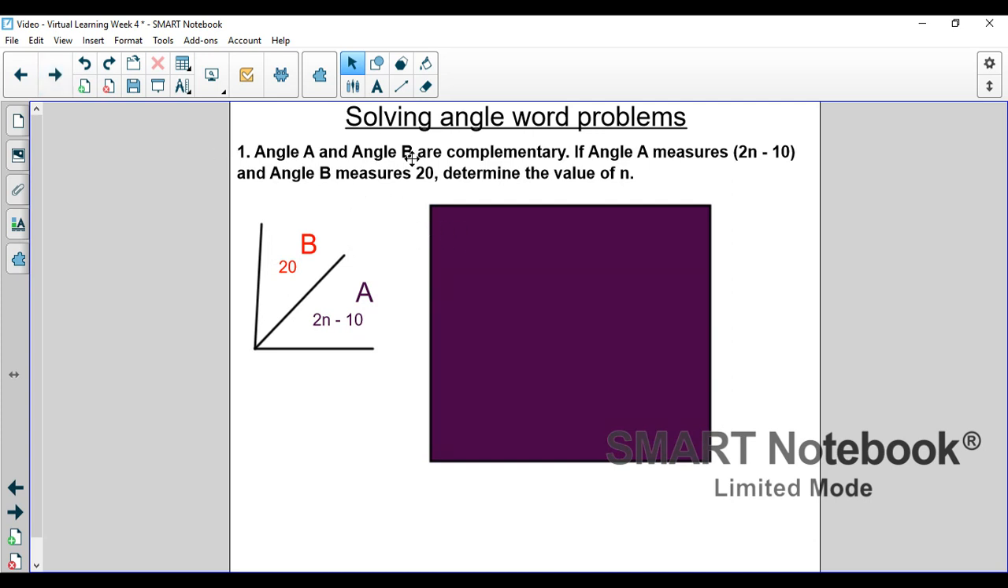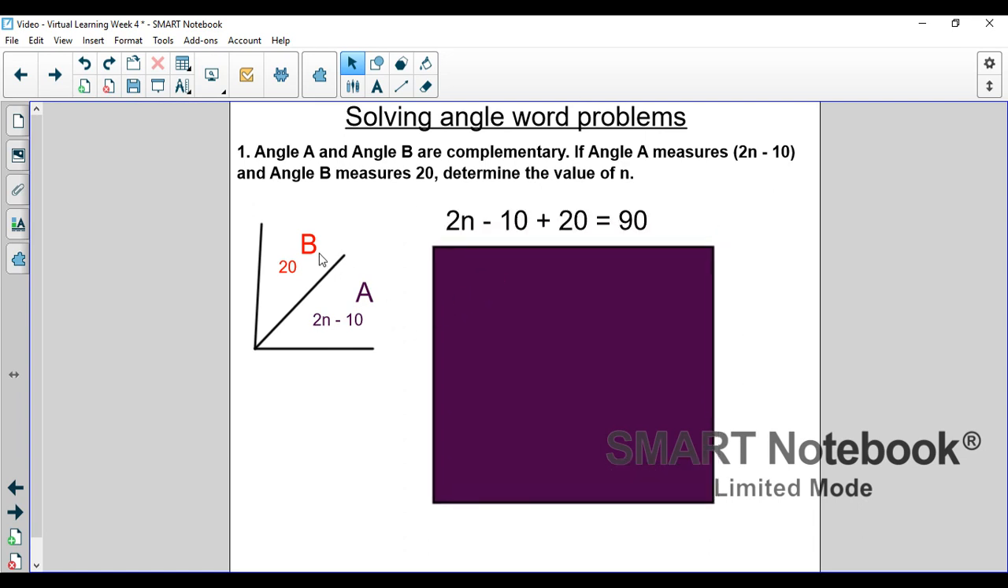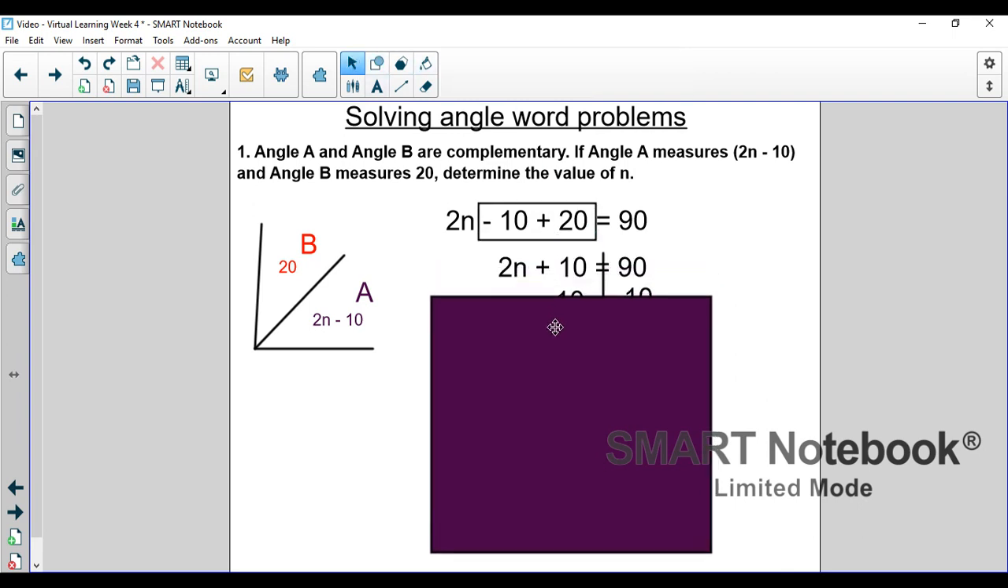First one, angle A and B are complementary. Well, I drew a 90-degree right angle. If angle A is 2n minus 10 and angle B is 20 degrees, what would the value of n have to be? Well, again, I know that angle A and angle B are complementary. They add up to equal 90 degrees. From here, I had to combine some like terms. I have negative 10 plus 20. When I do negative 10 plus 20, I have positive 10.